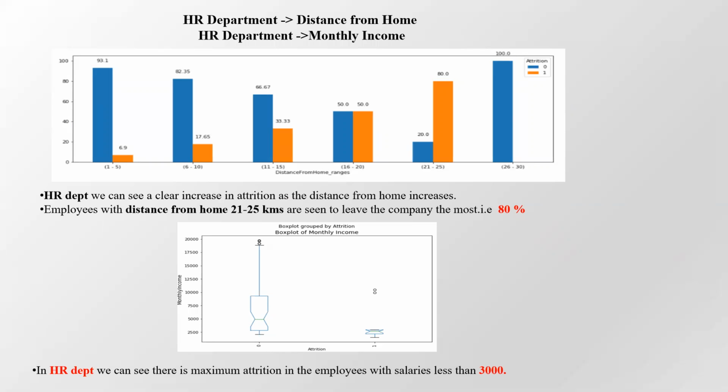We also plotted HR department and monthly income in a box plot, and we found that the people leaving the company had a monthly income, almost all of them, except for a few outliers, as we can see. Almost all the employees with a salary of less than 3000, as we can see in the box plot, have left the company. Yeah, next slide.